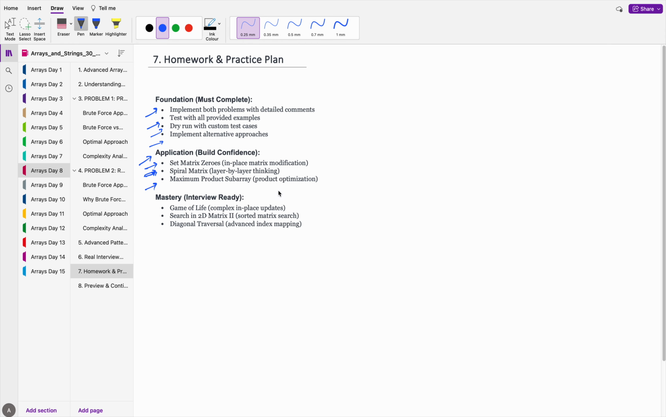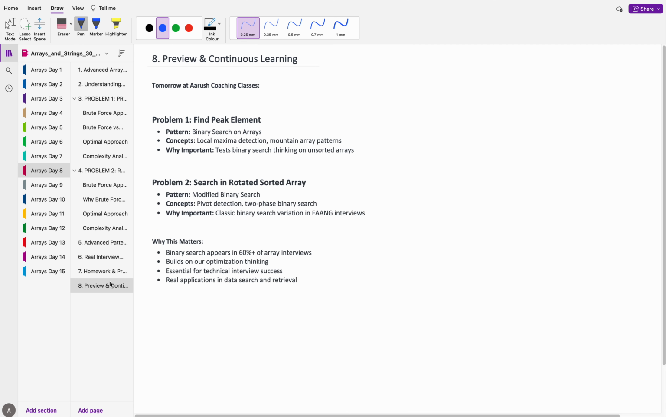Maximum product subarray, product optimization. Then for the mastery, you can go for these problems: game of life on LeetCode, search in 2D matrix, 2D sorted matrix search. Diagonal traversal, advanced index mapping is there. I will say first try to stick to these things, okay?